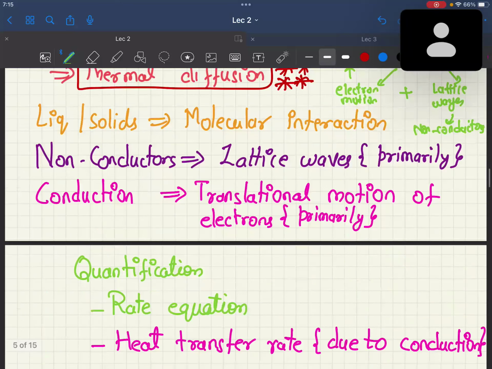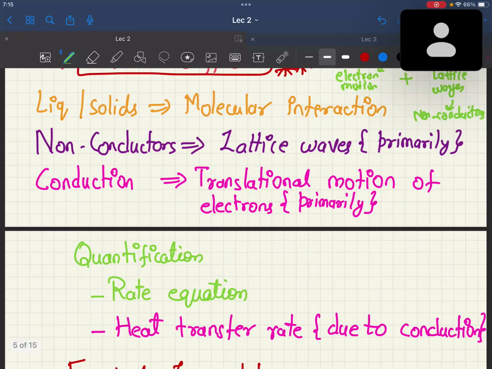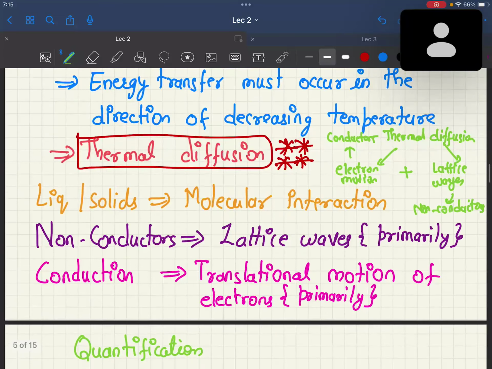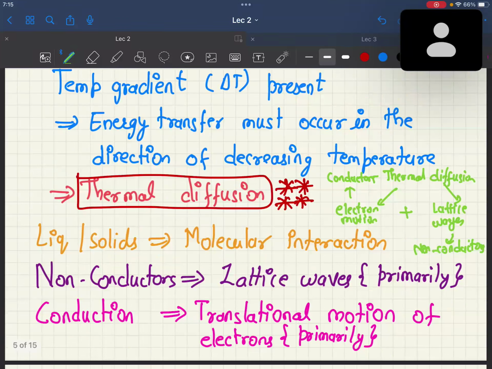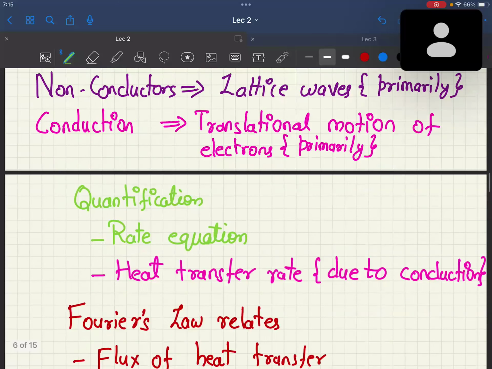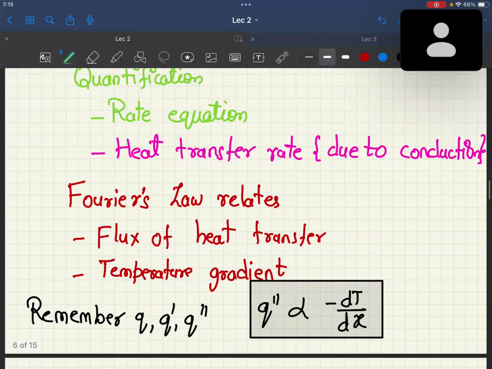So for different types of material, the mechanism of thermal diffusion is actually different, and accordingly, the properties of the material are also different. Right. The next aspect which we are going to look into is how to quantify the thermal diffusion process.